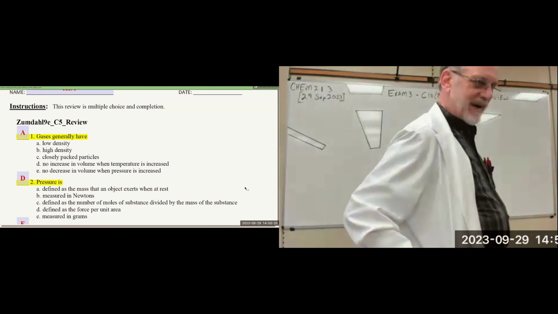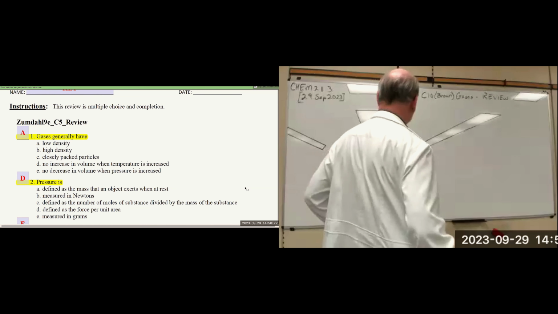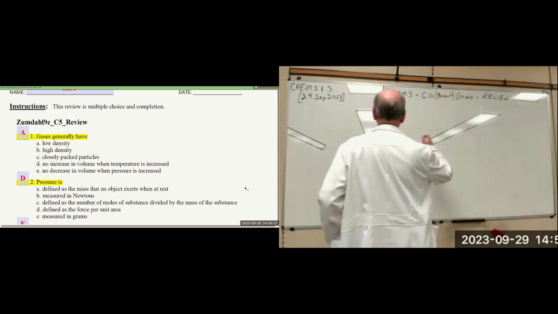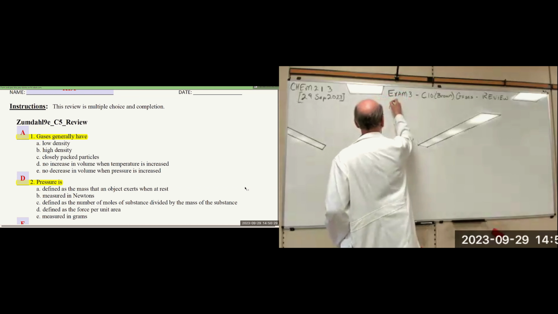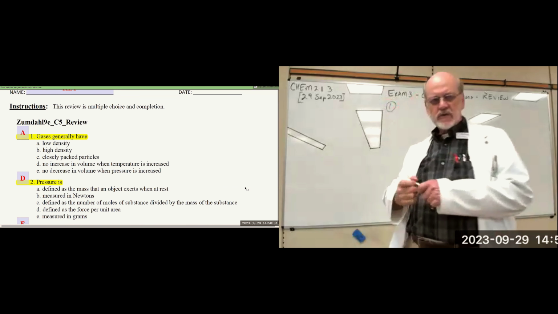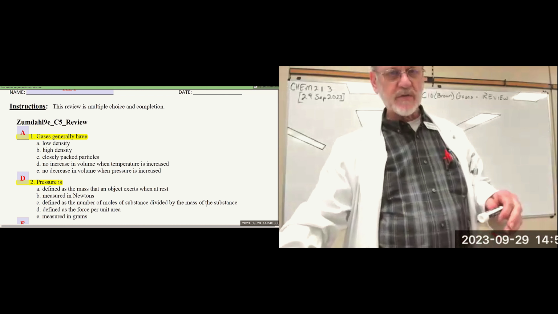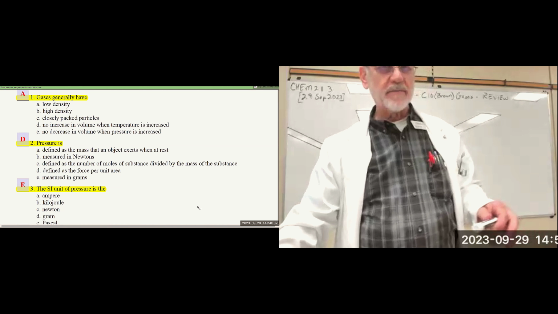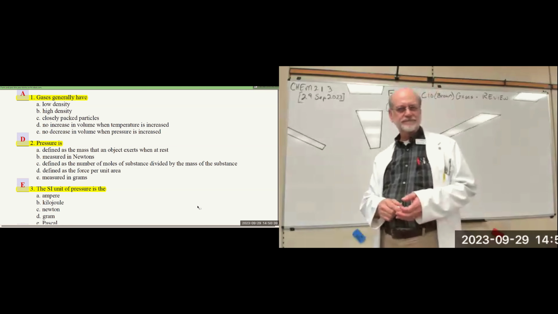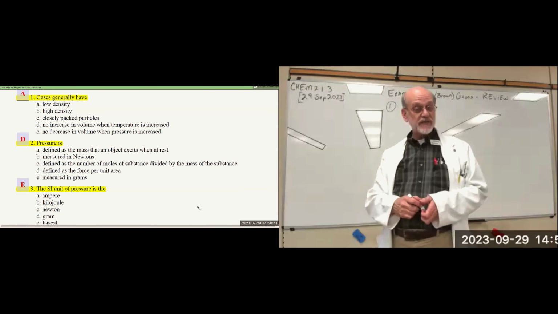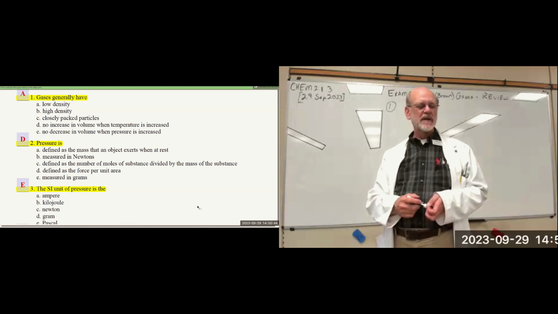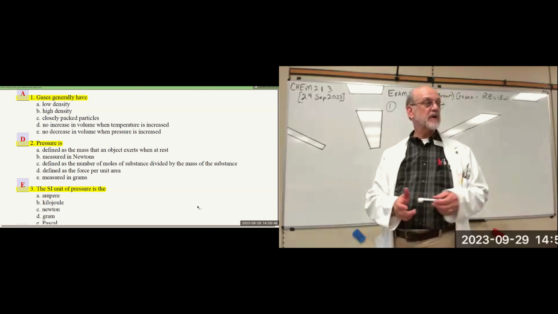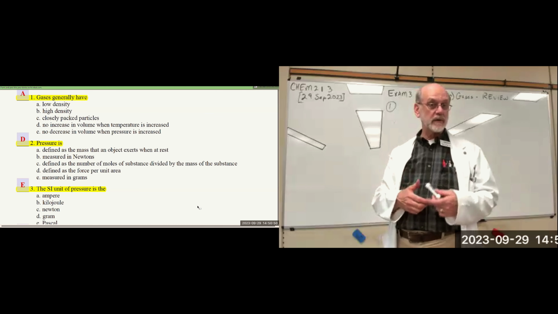Okay. My chapter 5, your chapter 10. Number 1. We shouldn't have to spend too much time on these because they're definitional. Gases generally have what? Low density is true, right? Because there are not that many molecules in a cubic meter as compared to a solid or a liquid.